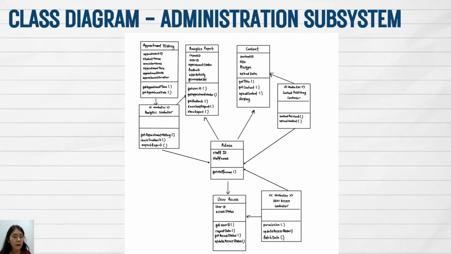Next is the class diagram for the administration subsystem. First, there are three controllers, which are the user access controller, content publishing controller, and analytic controller. The user access controller links the administrator to the user access class, the content publishing controller links the admin to the content class, and the analytic controller links the admin to the analytic report class. The attributes and behaviors are written in each class.